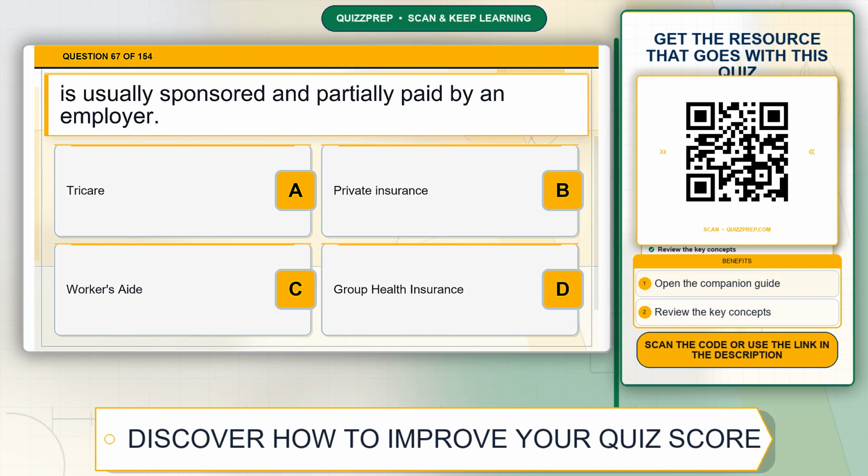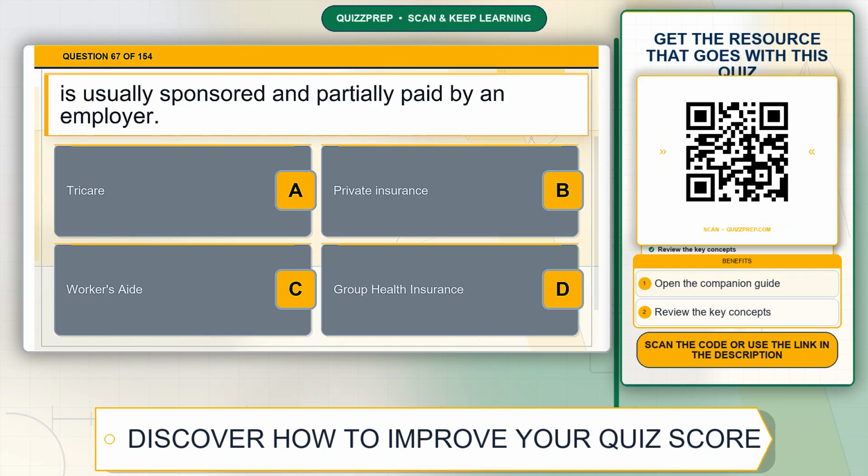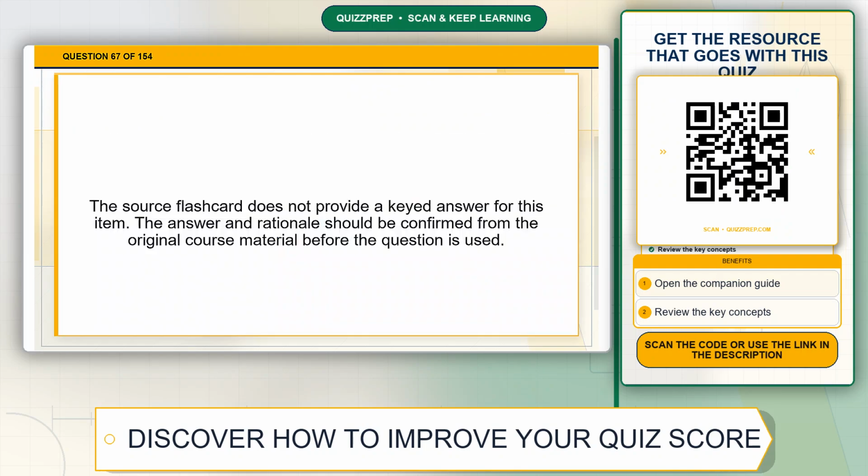Question 67. Is usually sponsored and partially paid by an employer. Option A, TRICARE. Option B, private insurance. Option C, workers' aid. Option D, group health insurance. The correct answer is now shown. Explanation. The source flashcard does not provide a keyed answer for this item. The answer and rationale should be confirmed from the original course material before the question is used.